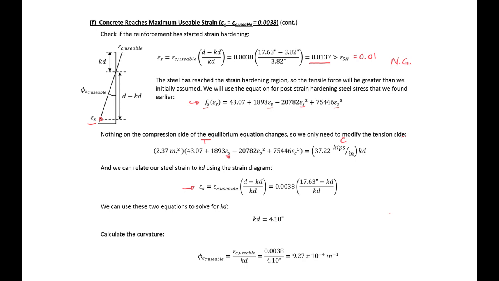So just substituting this into the above expression and solving for kd, we can find our kd equal to 4.1 inches. We can then plug that in and calculate our curvature from our strain diagram, and we can find our curvature to be 9.27 times 10 to the negative fourth radians per inch.